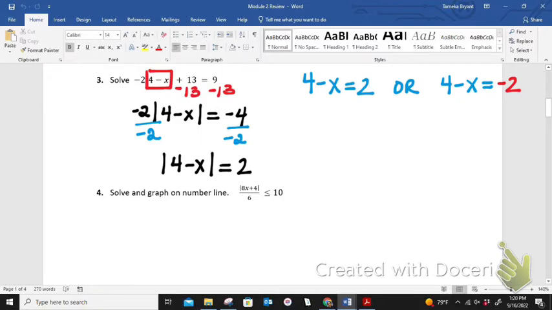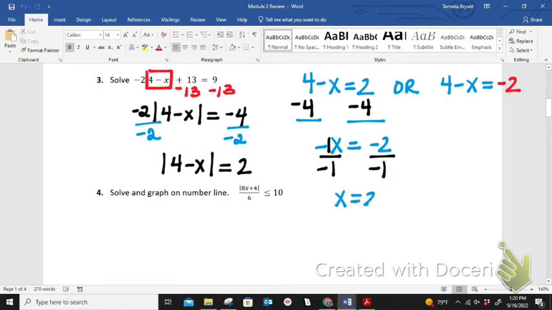Solve it for x. What would be your 2 steps? How would you get rid of the 4? Subtract the 4. So go ahead and do that. Let's solve this first. So -x equals 2 minus 4. 2 minus 4 is -2. And then to get rid of the negative, because this is really a -1 in front of the x, you're going to divide both sides by -1. So your first solution is x equals 2.